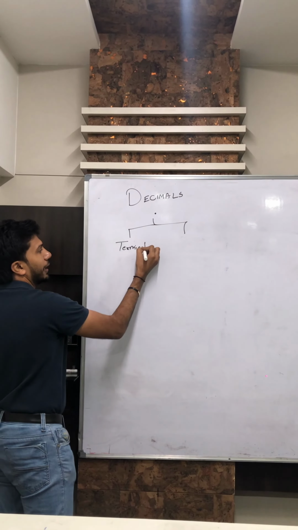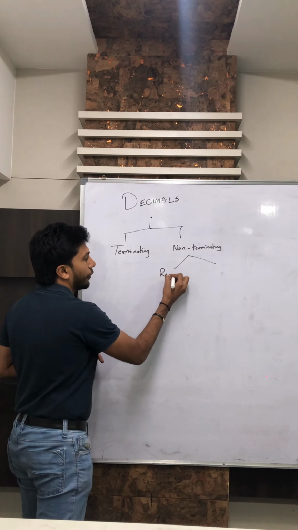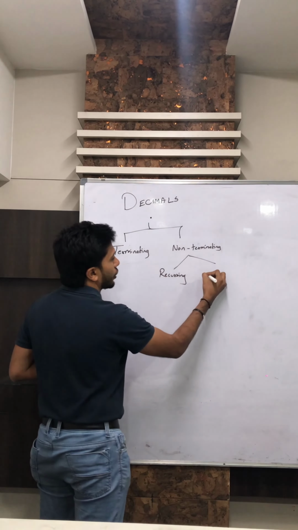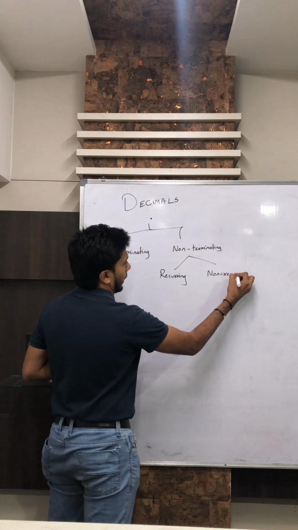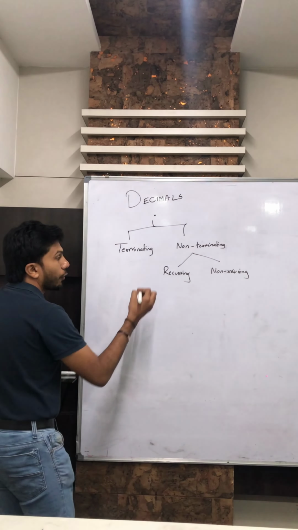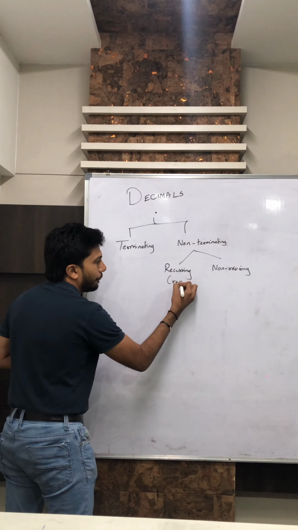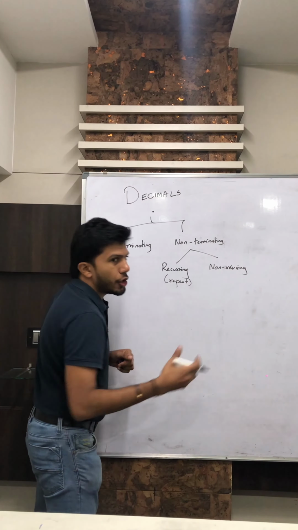So when I say non-terminating, matlab kya? They will never stop. They will go on and on and on. Those are non-terminating. So you have two groups. Non-terminating is further divided into two more. One is called recurring and the other one is called non-recurring. So when I say recurring, that means it will repeat. And non-recurring, they will not repeat.